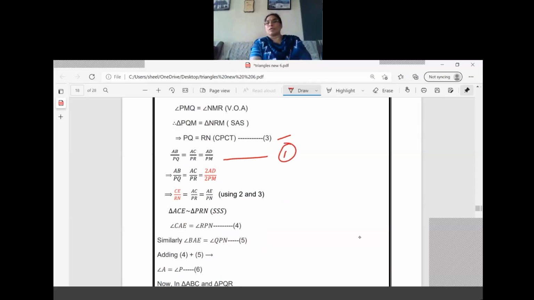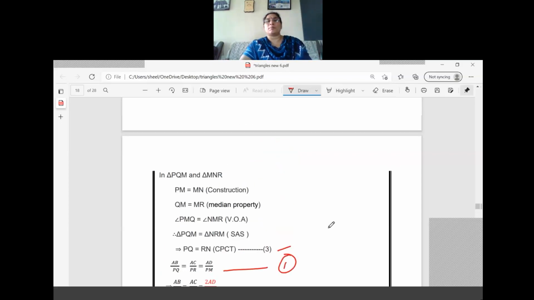AB by PQ equal to AC by PR equal to AD by PM. In the first step, we are replacing what I have highlighted here. We are multiplying both the equations, that is AD and PM, by 2 only. So we are getting 2AD, and we are replacing the 2AD.